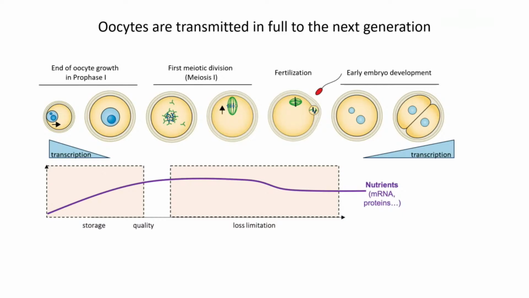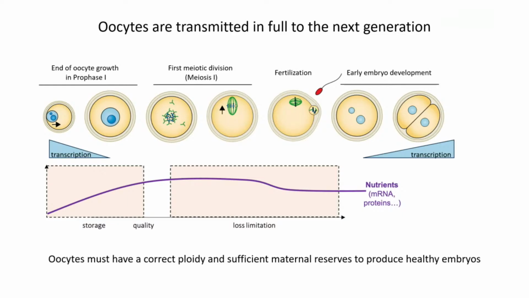Then at fertilization, fertilization will trigger a second meiotic division, which will also be asymmetric in size because the spindle in the oocyte arrested in metaphase 2 is already under the cortex. And then it will create an embryo here, a zygote, that has roughly the same size as the oocyte before it divided. So these two asymmetric divisions in size really ensure to minimize the loss of volume of cytoplasm in the polar bodies to pass the maximum volume to the embryo at fertilization. And so oocytes must have a correct ploidy, but also sufficient maternal reserves to produce healthy embryos.